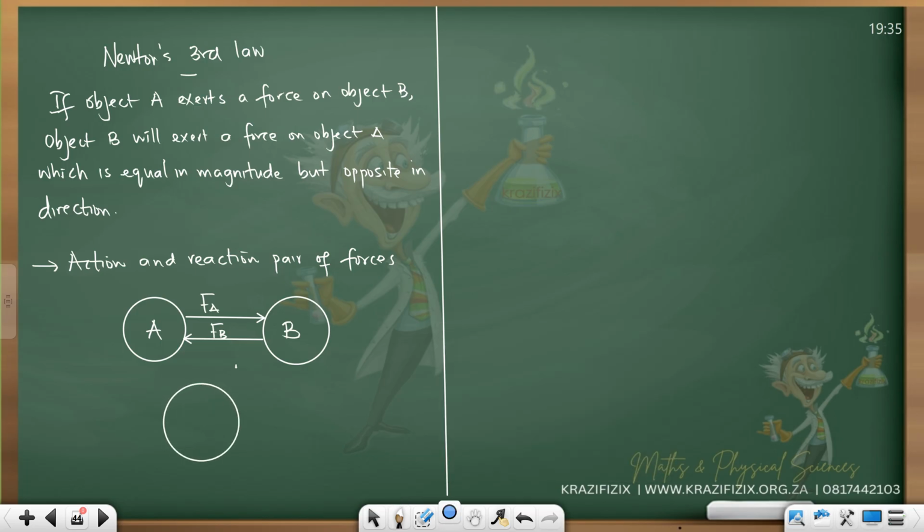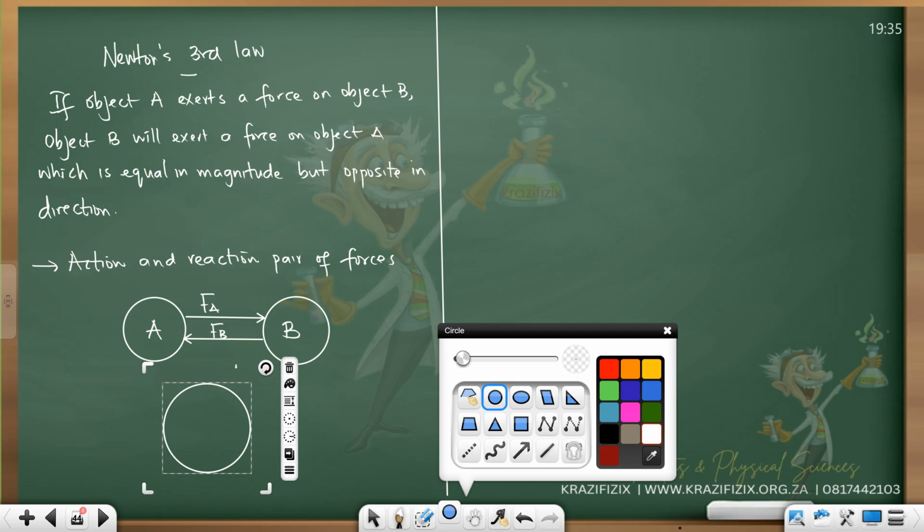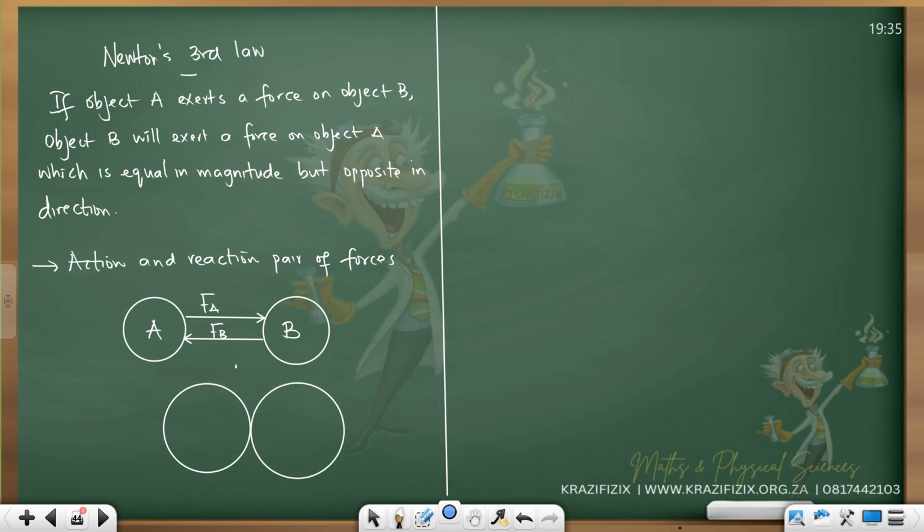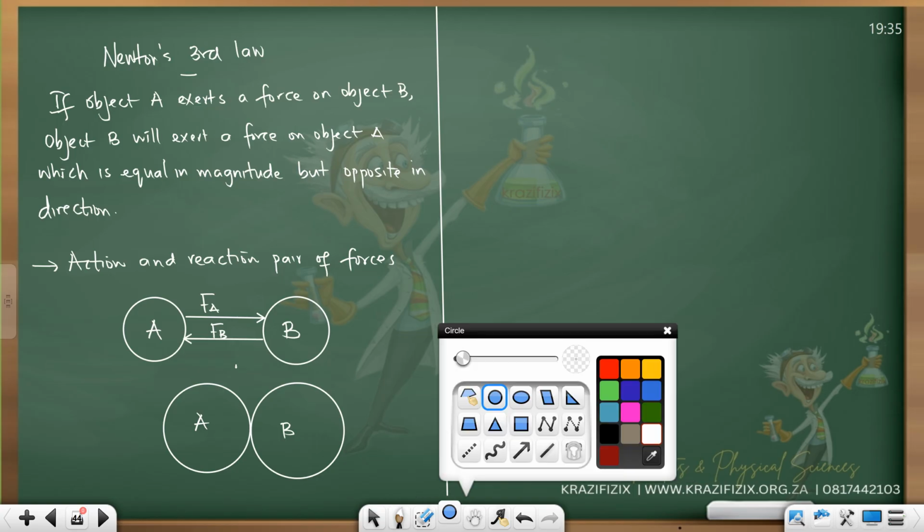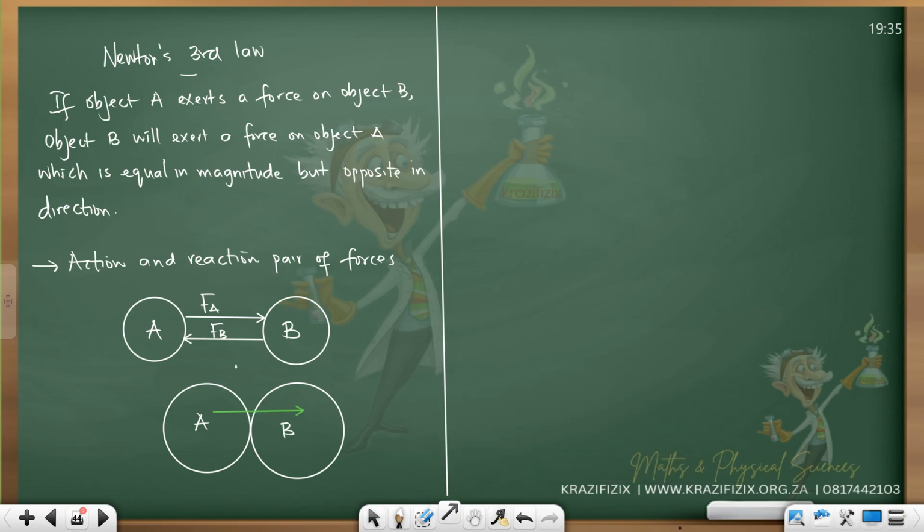Even if the objects are together, it's possible that they are just in contact with each other. It's not a rope, definitely not a rope, but here we still have the force of A on B and B on A. They are equal but opposite.